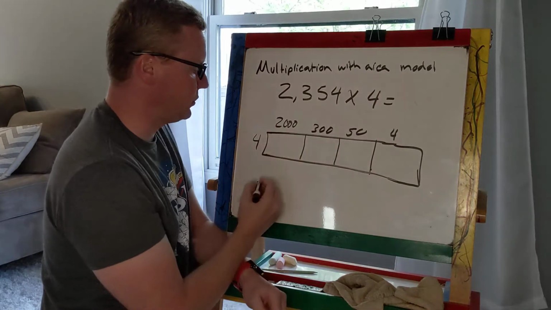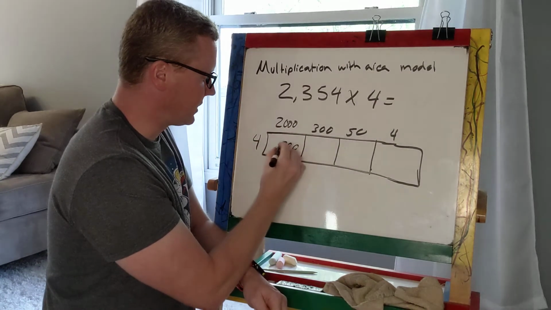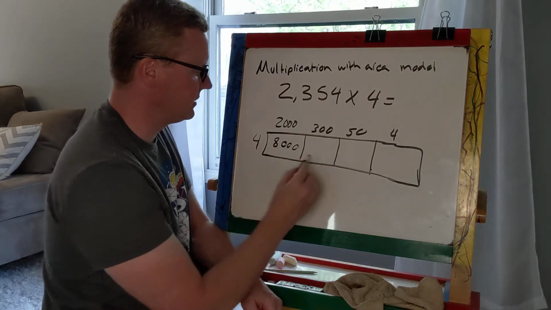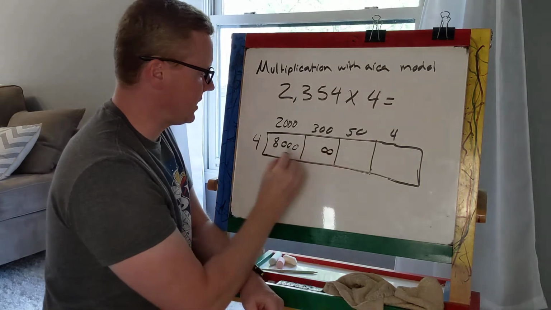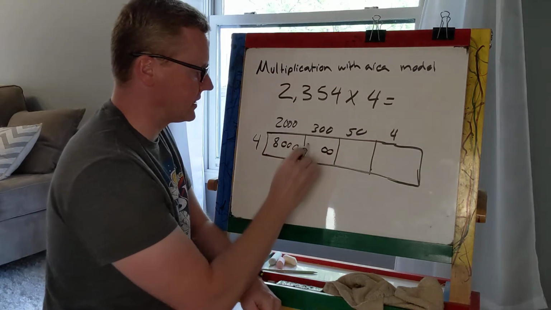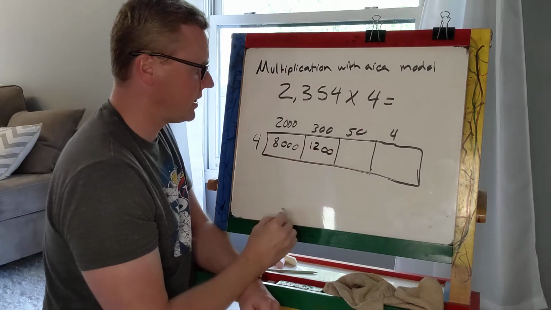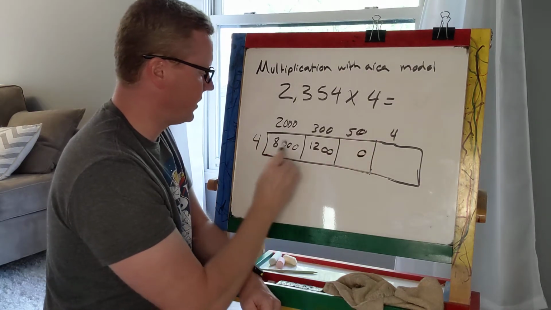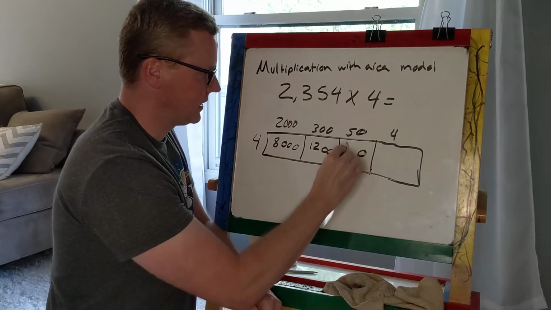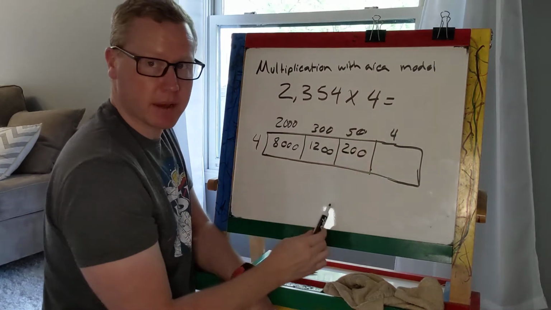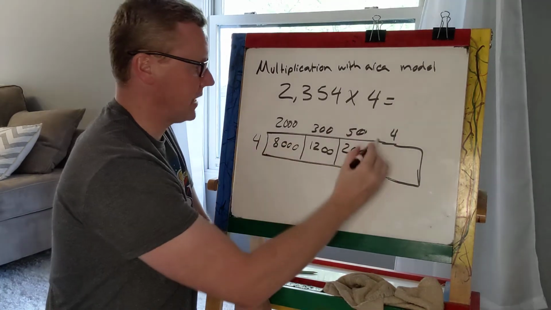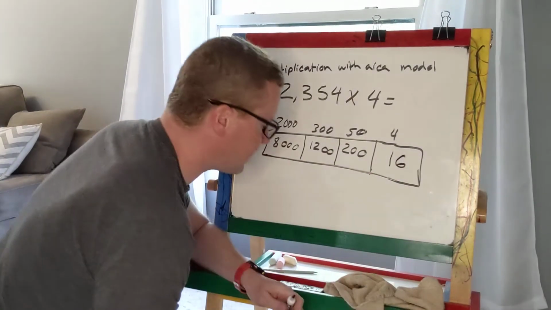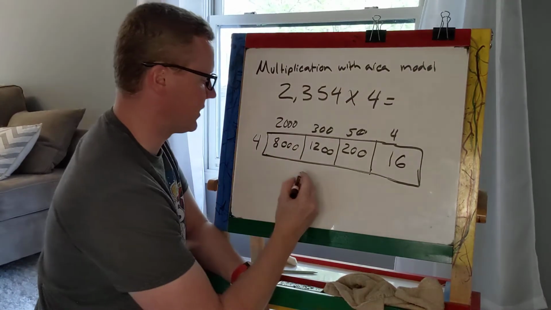So 4 times 2,000, you can put your zeros down, and 4 times 2 is 8. Put your zeros down. 4 times 3 is 12. Put your zeros down. 4 times 5 is 20. Don't forget about that extra 0. 4 times 4 is 16. And then you add them the same way you did with your other area problem.